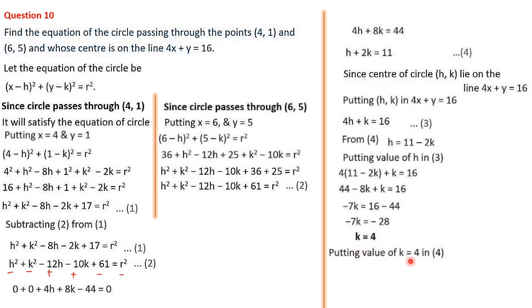Then putting the value of k equal to 4 in equation number 4, we can find out h is equal to 11 minus 2k. So 11 minus 2 into the k value, which is 4. So 11 minus 8, that is 3. So k and h we have got. The center we have got. Now we have to find out the radius. We have calculated the values of h and k. Now let's find out the value of r or r square.